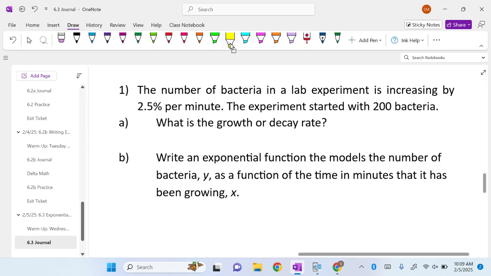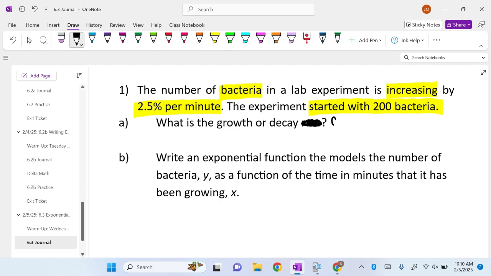The number of bacteria in a lab experiment is increasing by 2.5% per minute. The experiment started with 200 bacteria. So it first wants us to know what the growth or decay, not rate, this is factor. Growth or decay factor is. So essentially what we were doing at the very beginning of examples.